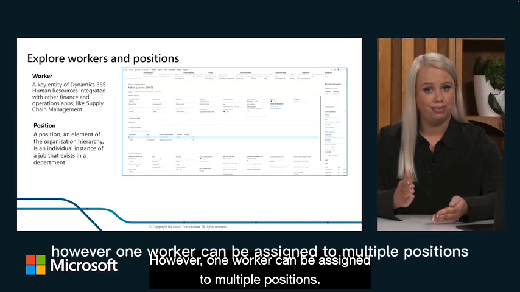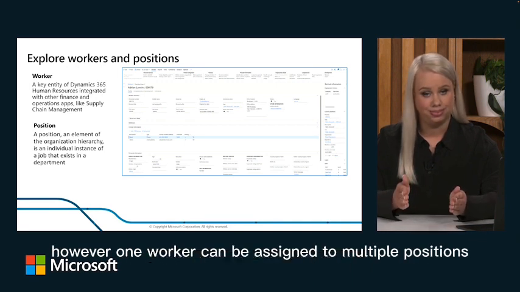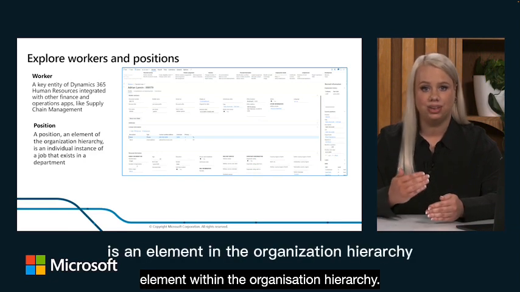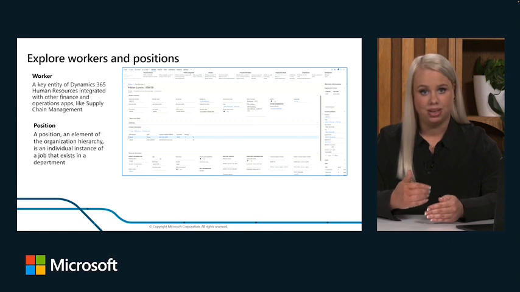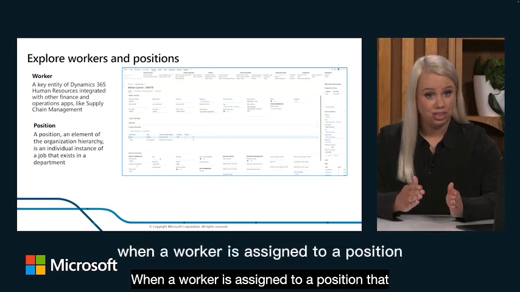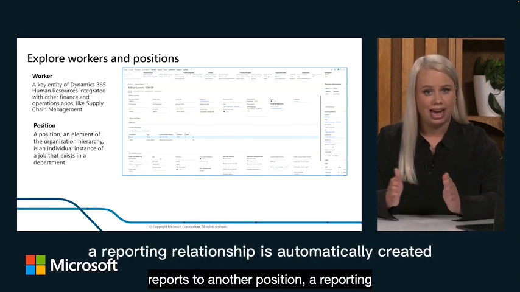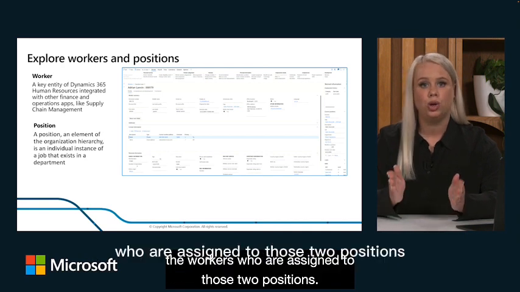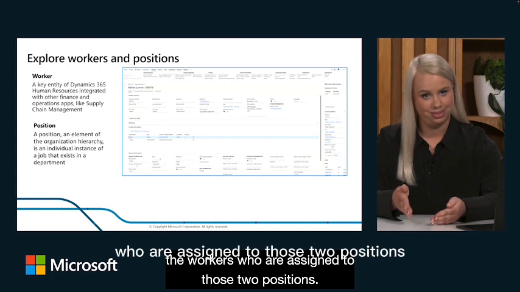However, one worker can be assigned to multiple positions. It's also worth noting that a position is an element in the organisation hierarchy. When a worker is assigned to a position that reports to another position, a reporting relationship is automatically created between the workers who are assigned to those 2 positions.